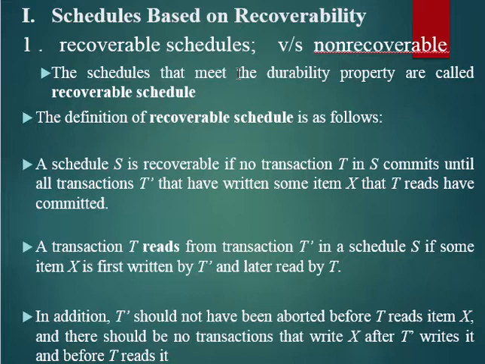TA, TB, TC have written some element. We need to check only TC and T. We do not need to check TB and T, because in between, TC also wrote something into that X. So we need to compare only the last transaction that updated the data item and the transaction which reads the data item. And the other point is T' should not have been aborted before T.